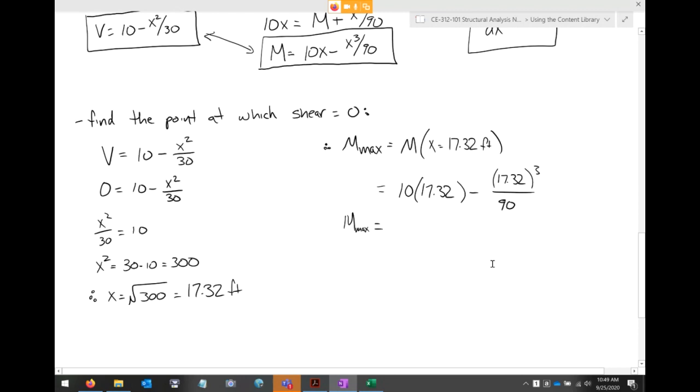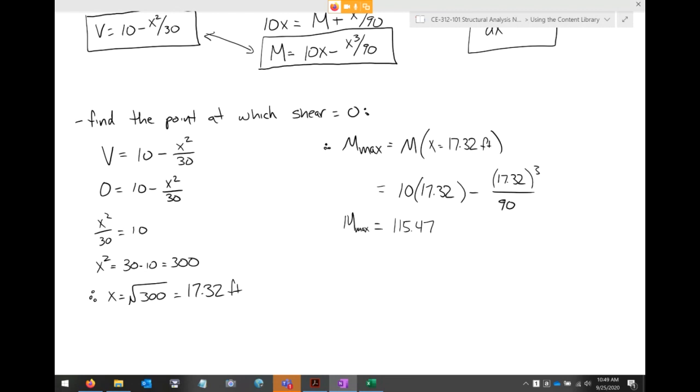I got, if I did my math right, 169.9 foot kips. You might want to check your calcs. My number came out a little different. I got 115.47. Did anybody else get that? Oh, wait. I see where I got my error. I thought it was squared, not cubed. Sorry about that. No worries. So now watch this.